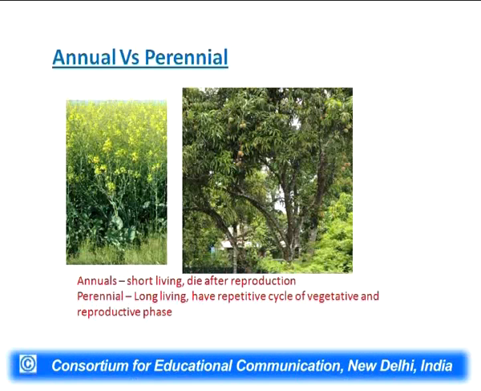So, these annual plants are short living, as I told you. On the left side I have shown you the mustard plant. Mustard plants are annual plants, they will give rise to flowers and they will die, and the plant on the right side is a mango plant, and there are hundreds of such plants which have repetitive cycles of vegetative and reproductive stages.